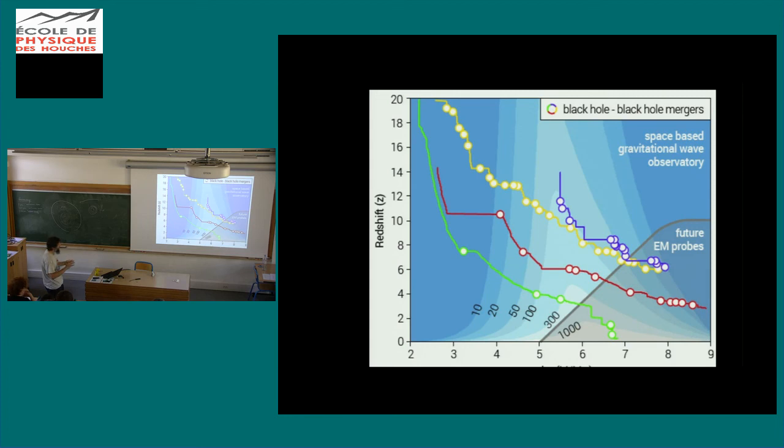Just to give you an idea of the potential of LISA, this is what it is going to cover. Of course, LISA will happen together with, or maybe a little bit earlier or later, third generation ground-based detectors, which are going to nicely cover this part of the parameter space up to very high redshift, so that you will have an almost complete coverage of the universe for objects from stellar mass up to supermassive.